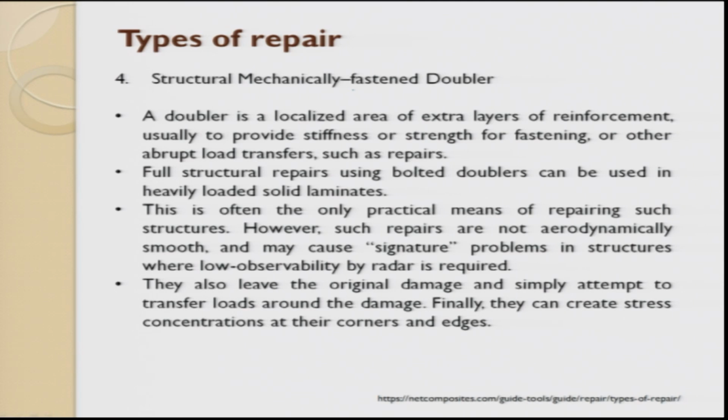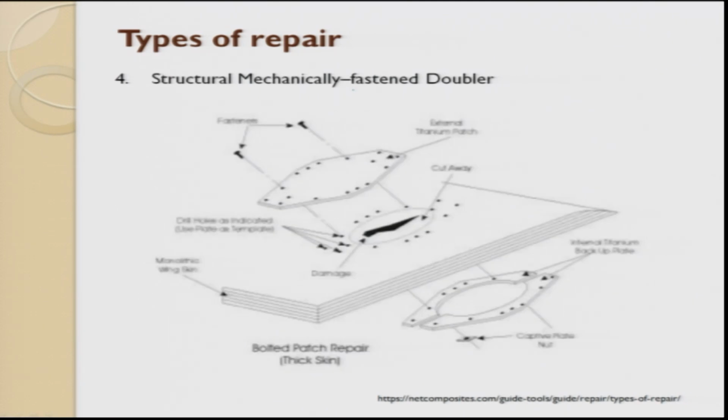Then structurally, mechanical fastened doublers. These are the doublers. Here we have a bolted patch repair. We make small holes, okay, and then we try to put a patch or a steel plate or something. This will have several holes.